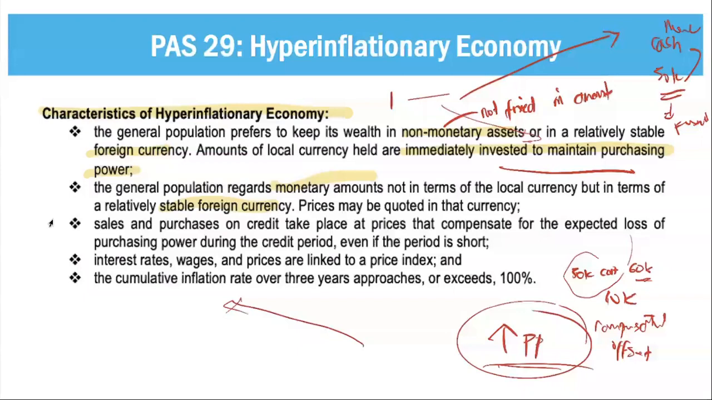Next, interest rates, wages, and prices are linked to a price index which is increasing, or the cumulative inflation rate over 3 years approaches or exceeds 100%. At most, if there is a question here, you will be asked which of the following is not a characteristic of a hyperinflationary economy. So you just need to know when there is a hyperinflationary economy. These are indications of a hyperinflationary economy. Please take a look at them.